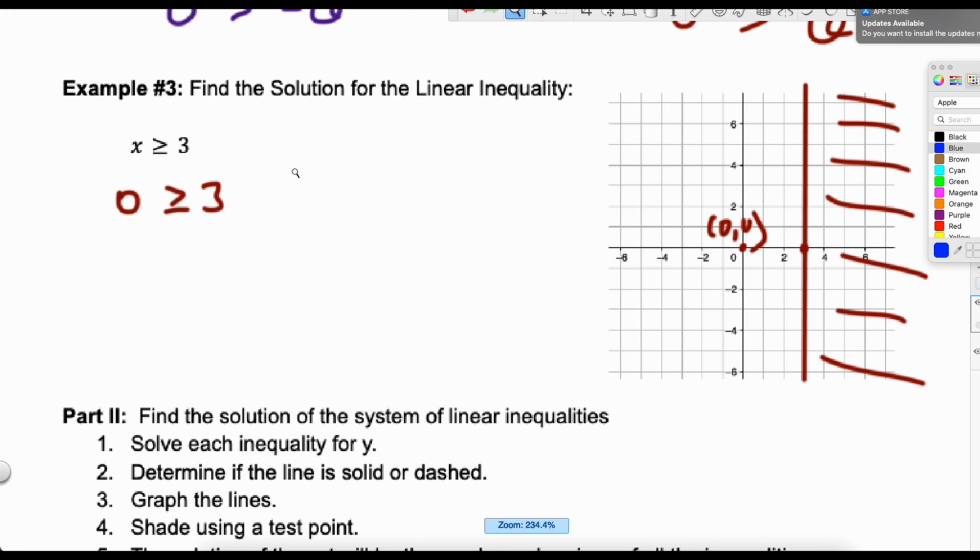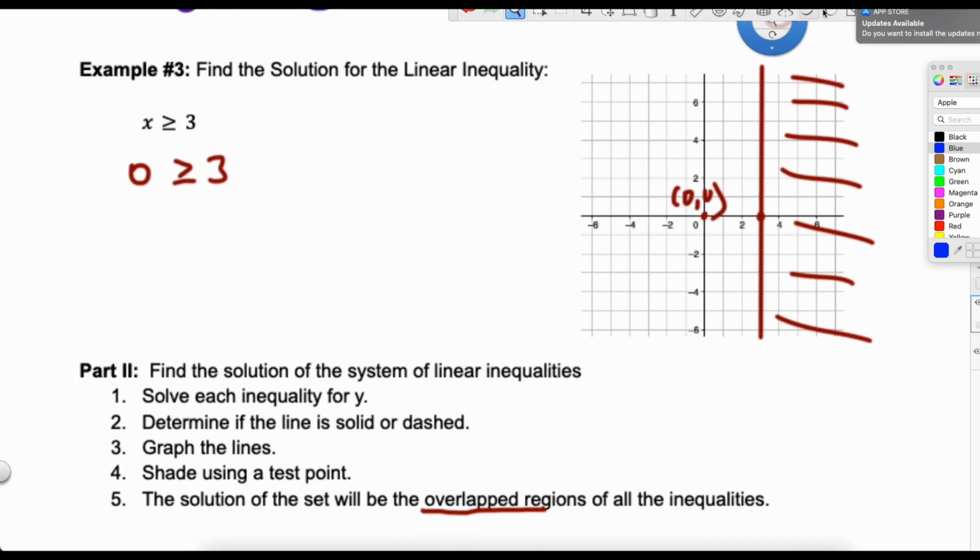Example 3, I have x is greater than or equal to 3. We can't solve for y in this case, but whenever we have x equals some constant, say negative 4, that means x is negative 4, and no matter what y is, any y we put in, x would always be negative 4. It's a vertical line, right? So when we have x equals some constant number, that doesn't have a variable in it.